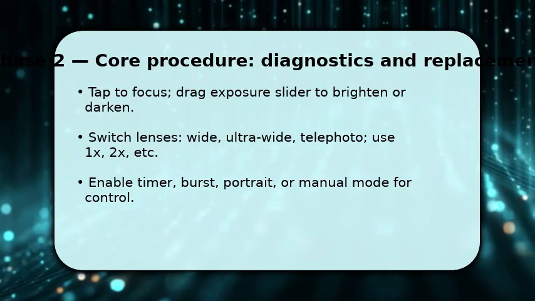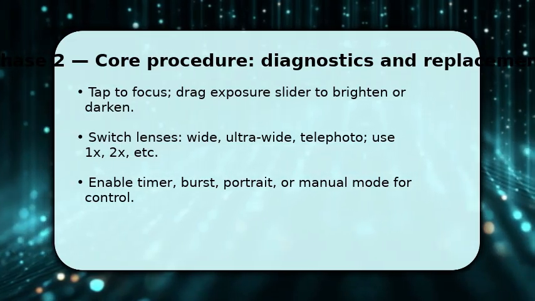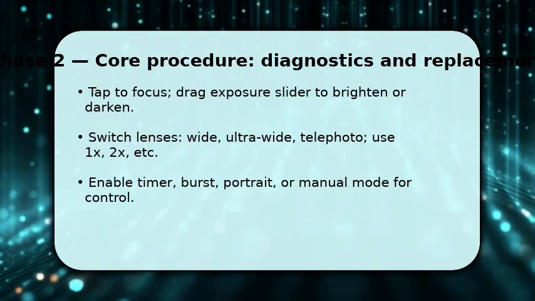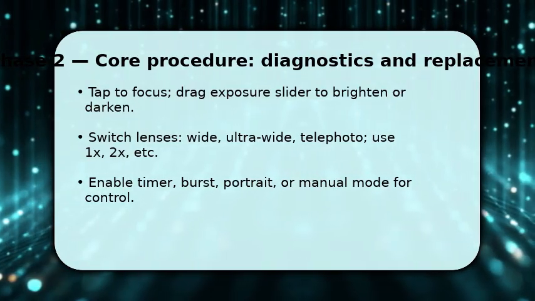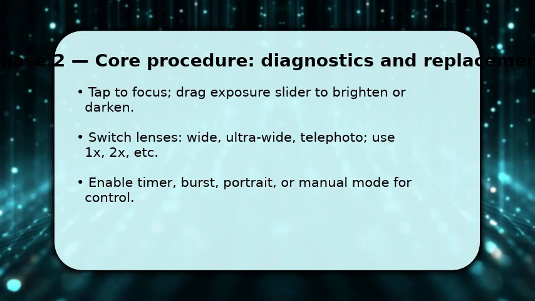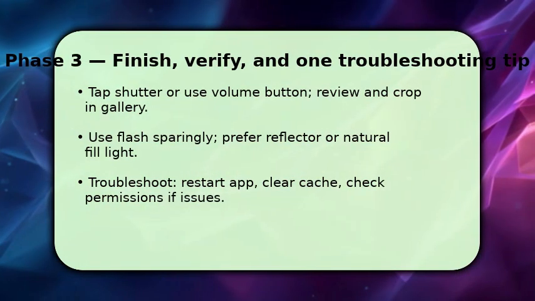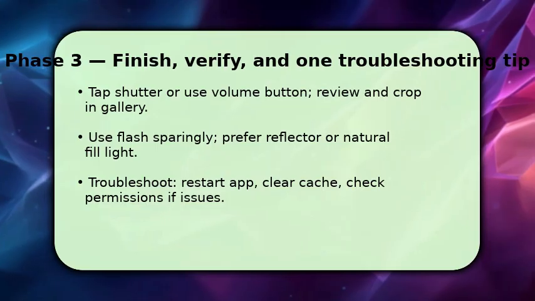For portraits, choose portrait or aperture mode. Once you understand these adjustments, manual mode becomes a powerful tool to control shutter, ISO, and white balance precisely. You capture by tapping the shutter or use the volume button as a remote trigger.